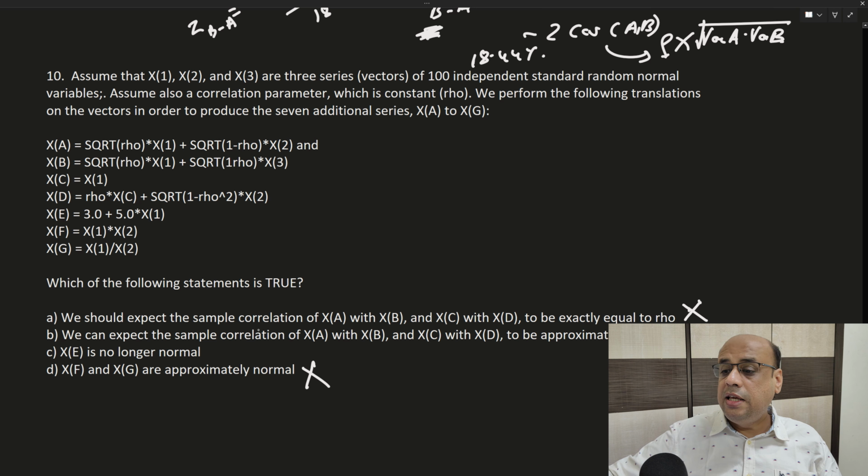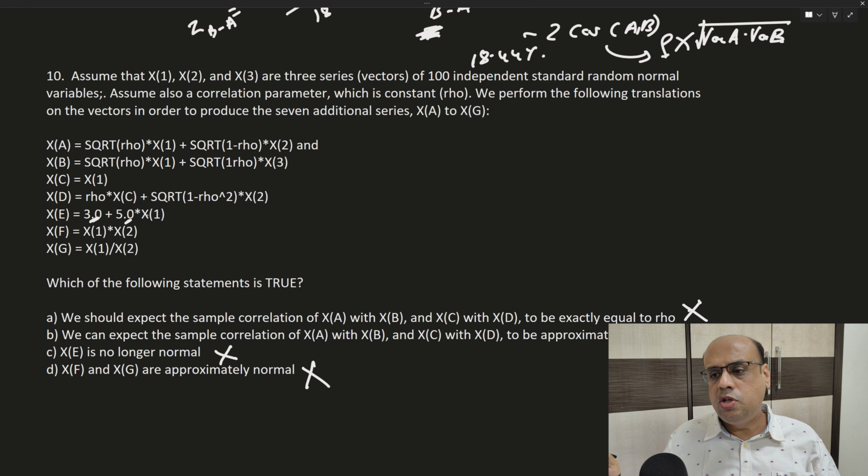I'll come to it. xc is no longer normal. xe is 3.0 plus 5. So this is also false, right? Because this is normal, because this is additive. This is a constant term, and this is a constant into that variable. It is not the multiplication of variables, it is the multiplication of the random variable with a constant. So if X is a random variable that is normally distributed, then A into X is also normally distributed, where A is a constant. So C is also not correct.